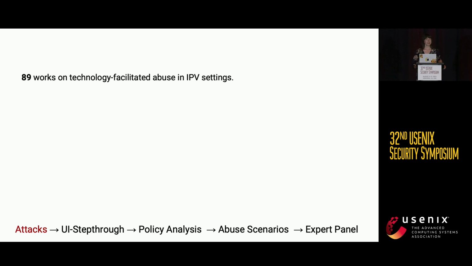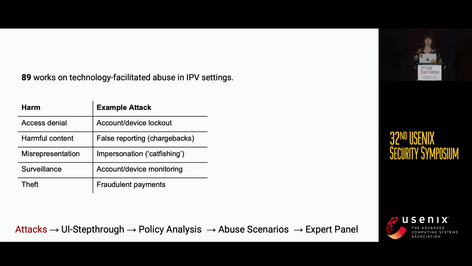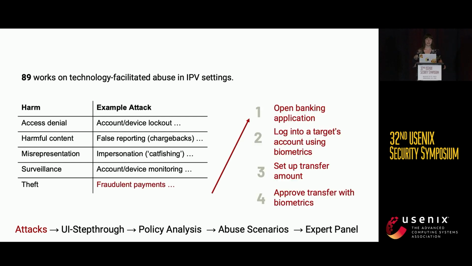So to identify attack vectors in intimate partner violence, we scoped 89 works on tech abuse and IPV settings. And this helped us form a rough typology of the types of attacks which are relevant to financial services, as shown here with a couple of examples. And what we did was we broke these attacks down into specific adversarial user flows. So for example, if I was to conduct fraudulent payments, we'd need a rough user flow from opening the banking application to approving the transfer. And this approach is borrowed from the UI analysis that you sometimes see in accessibility literature.